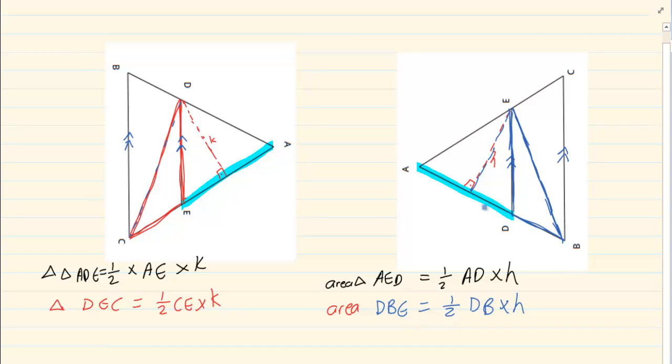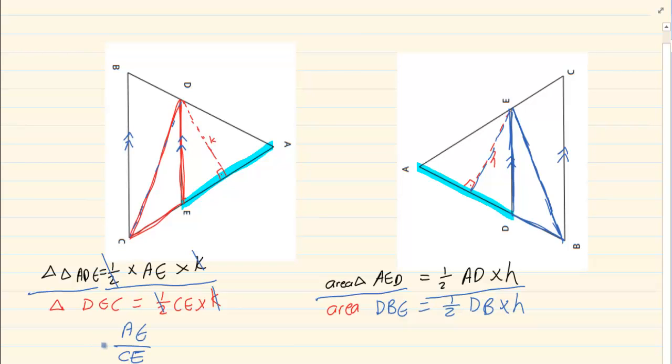Now, what do we know? If I take the area of these triangles, so I'm working with this first triangle and then with the second triangle, what do you notice? If I had the areas of the two triangles, I could cancel the k's, I could cancel the halves. And what can you tell me about the areas?